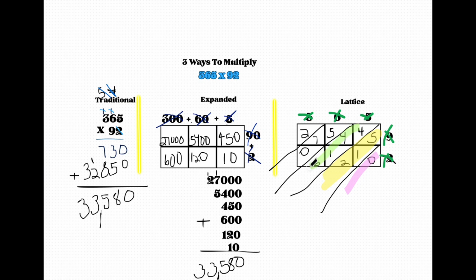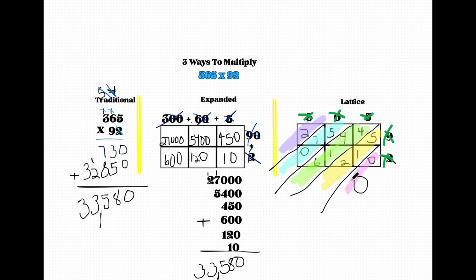We highlighted our 1s in pink, our 10s in yellow, our 100s are highlighted in green, our 1000s we're going to use the color blue, and then for our 10,000 we're going to use the color purple. So now we're going to go back and start adding up the columns.